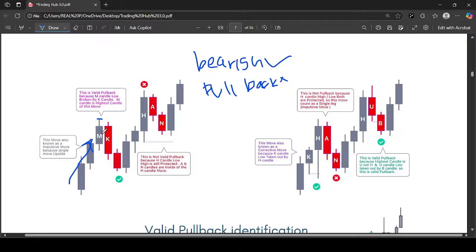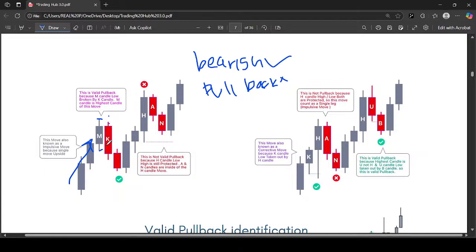Now, if the low of our prominent candle is taken out, swept, taken out by another candle, then we have a pullback. So look at the M candle being our prominent candle, having the highest point on our impulsive move. Then the K candle comes in, didn't take out the high, so K is not the prominent candle. M is still the prominent candle.